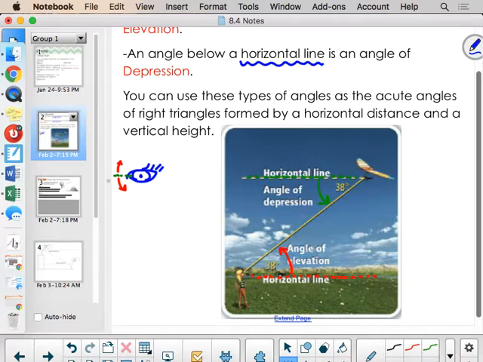I'm going to show you the common mistake. Common mistake for angle of depression. People believe that this is the angle of depression. However, it is not the angle of depression because notice it is created by a vertical line. That does not adhere to the definition that the angle of depression is formed by a horizontal line.